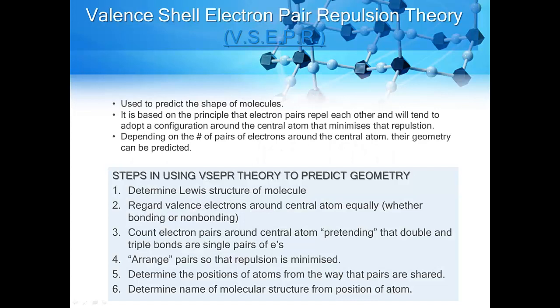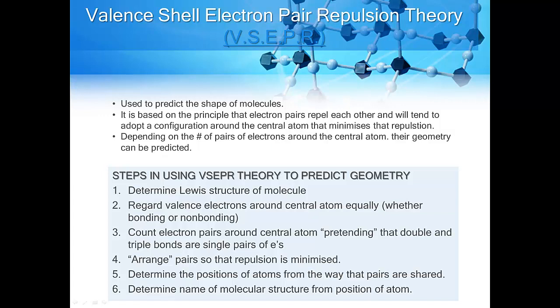Let's move along now to valence shell electron pair repulsion theory, or VSEPR theory. This is used to predict the shape of molecules. It's based on the principle that electron pairs repel each other and will tend to adopt a configuration around the central atom that minimizes that repulsion. Depending on the number of pairs of electrons around the central atom, their geometry can be predicted.